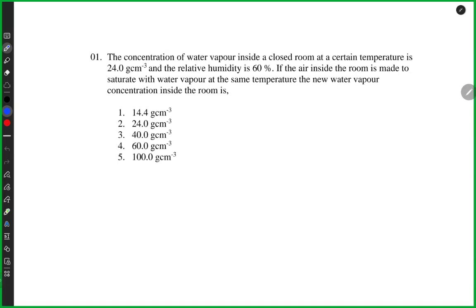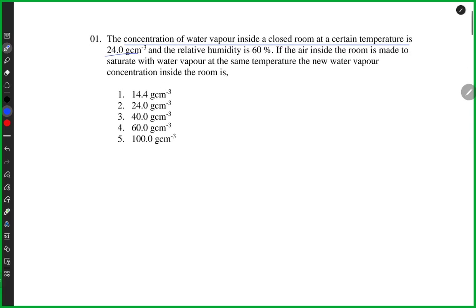So now what have they given us as data? In the closed room, we have the absolute humidity, 24 grams per centimeter cube, because the concentration of water vapor inside the closed room at a certain temperature is 24, which means they're talking about the absolute humidity, right? Remember, what was the definition of absolute humidity? The water vapor density in a certain space, right? So then we have 24 gram per centimeter cube.